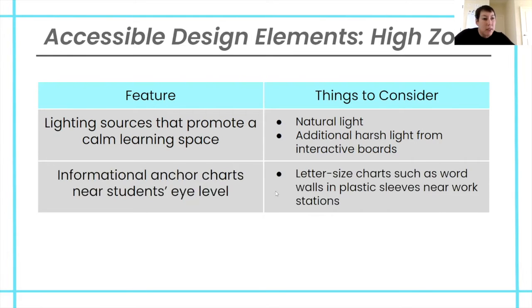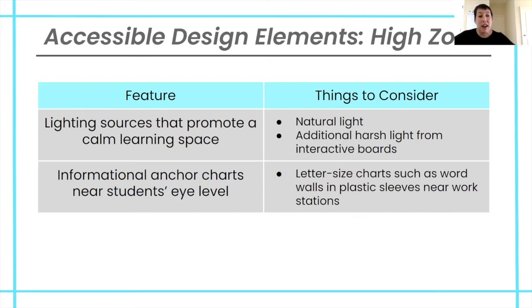Next, anchor charts near the students' eye level. I think a lot of teachers like to put them up high because that's a good visual space for everyone to be able to just look up. But if you think about students who just need it up close to them and the space is not accessible for them to go up to, it becomes a real problem. So we want to think about whether the information is in a space that requires them to move from their workspace, and how accessible is the information we want our students to use.